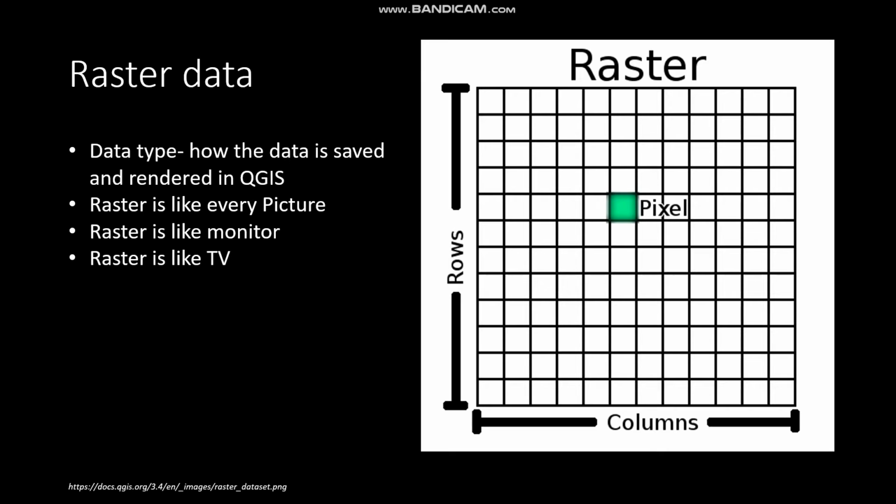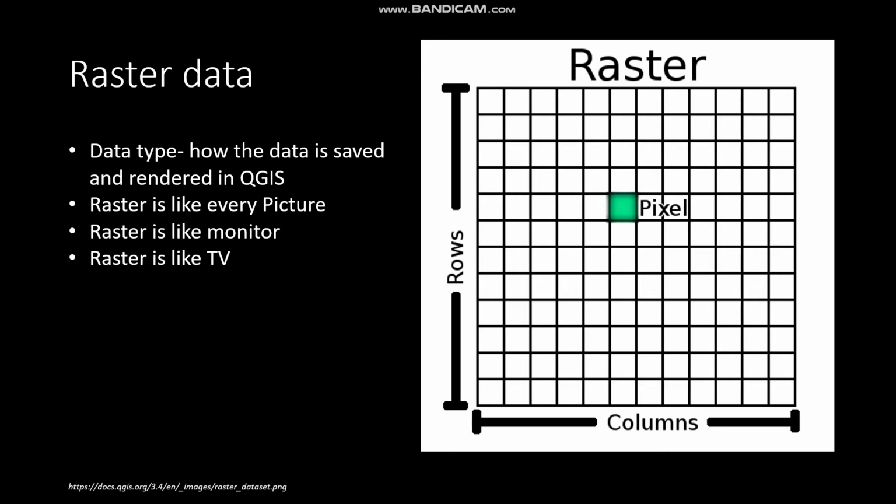As I said, there are two types of data in QGIS. The first one is raster, and in the picture you see it is arranged from rows and columns and forms a grid, and each rectangle is called a pixel. You can think about the pictures you have taken, or your PC screen or your phone screen.